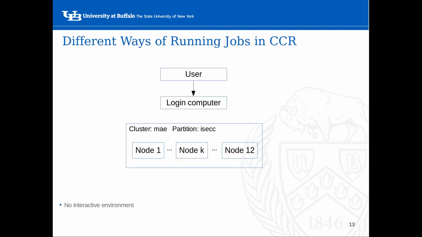So let's see. There are actually 3 ways. The first thing is, look at this picture. If I'm a user, then what I really log into is this login computer. And there's a big cluster. This is the cluster for our department, and there are 12 nodes that can really do the computation. So the first thing is, of course, you can run jobs here in the login computer. This is a very good testing environment because it's just like your own computer. You just run the command here.